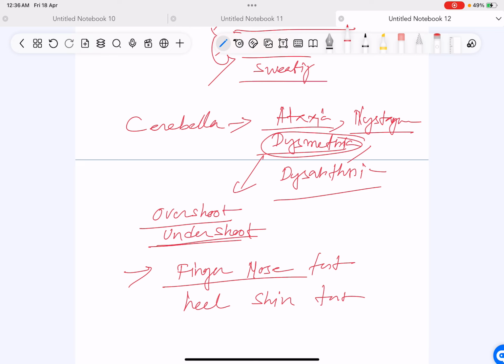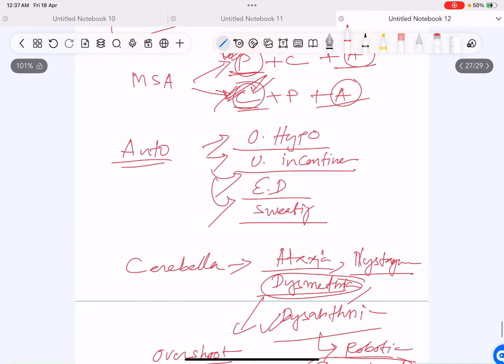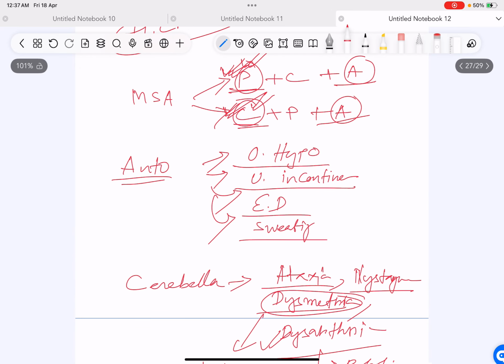And dysarthria is a condition where the person's speech is abnormal. What kind of speech is it? It's a robotic speech. How do robots speak? They speak slow and with a slurred voice. So slow, slurred, this kind of voice is dysarthria. So dysarthria and dysmetria, ataxia and nystagmus, these are all cerebellar features. You will see the cerebellar features and also the Parkinsonism features, but autonomic features you'll always see: urinary incontinence, orthostatic hypotension, erectile dysfunction, sweating abnormality.